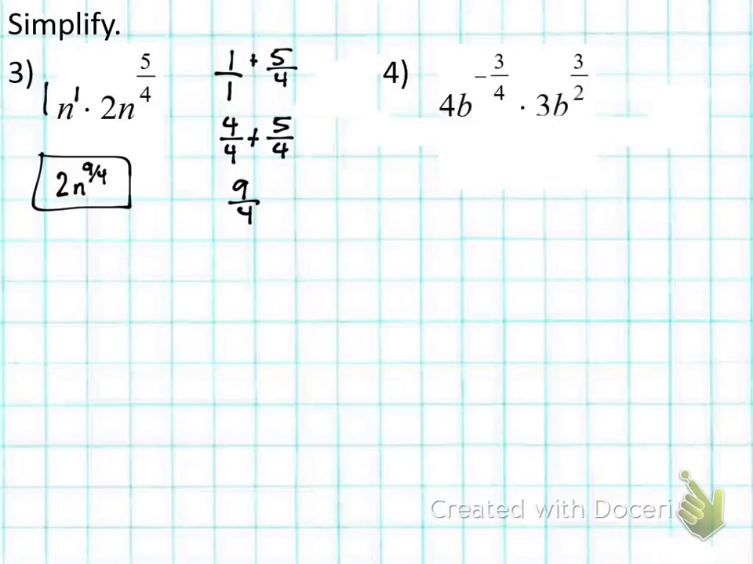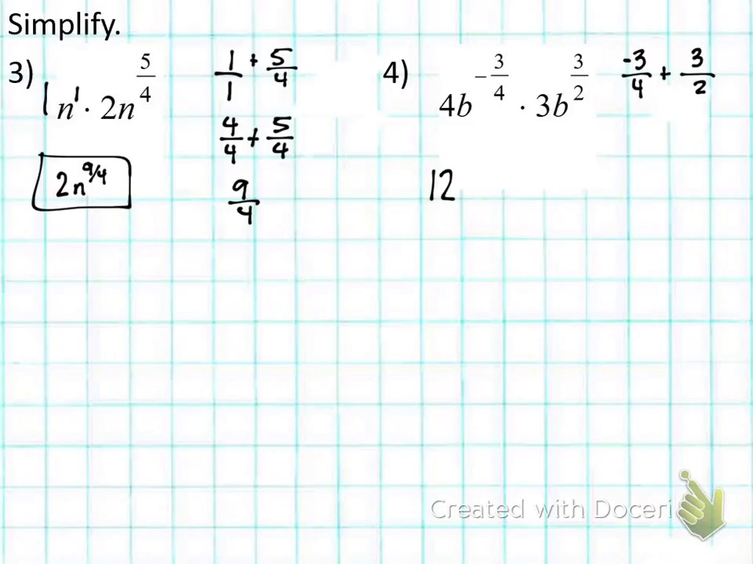Number 4. By yourselves. Ready, set, go. Just a quick tip. Work on the coefficients first, then combine the exponents together. So 4 times 3 is 12. Then we got b to the negative 3/4 times b to the 3/2. We have to add them, so we have to do a side problem. Negative 3/4 plus 3/2. Okay?